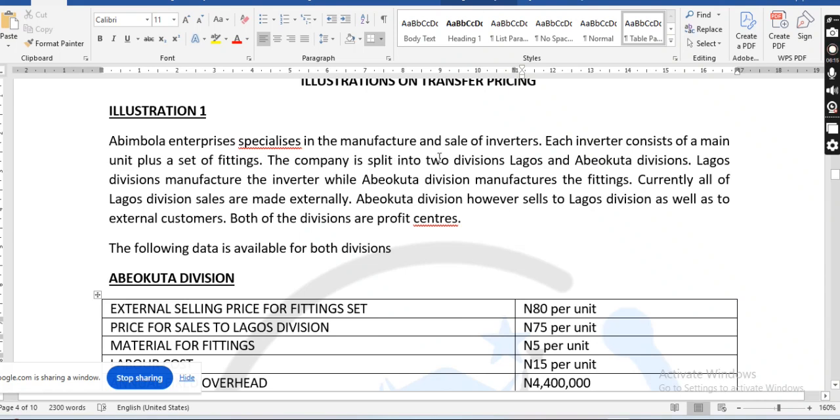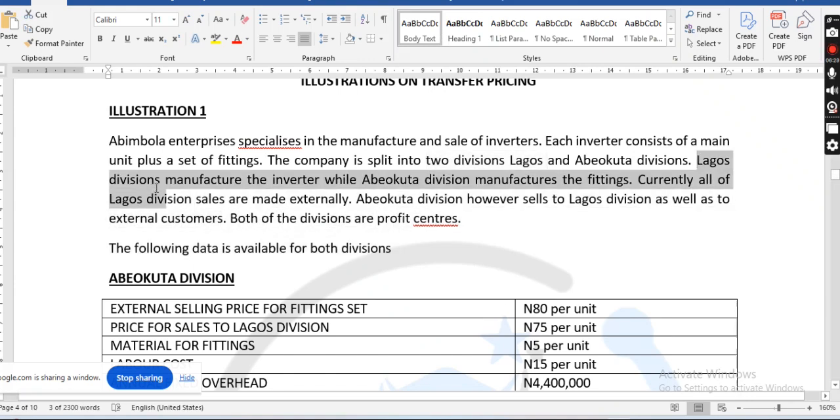The company is split into two divisions. Class, there are two divisions: Lagos division and Abeokuta division. Lagos division manufactures the inverter, right? While Abeokuta division manufactures the fittings that we use. So you can see that.